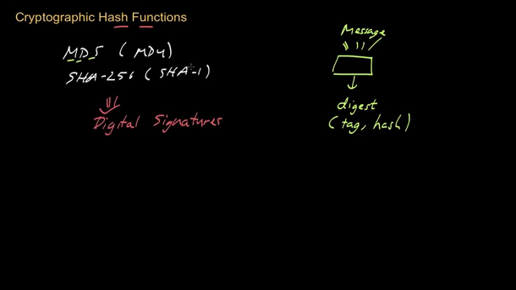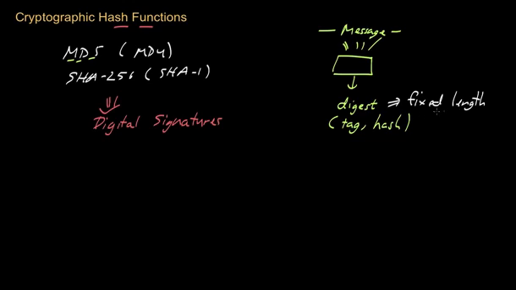Now the message, as I mentioned briefly, can be of arbitrary size. It can be as long as you want or as short as you want, but the size of the digest, or the size of the tag, is going to be fixed in length. For example, in the context of a hash function like SHA-256, the digest will be exactly 256 bits in length. So it has a fixed length output, but an arbitrary length input.